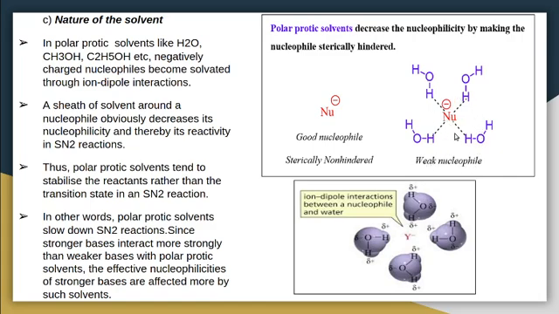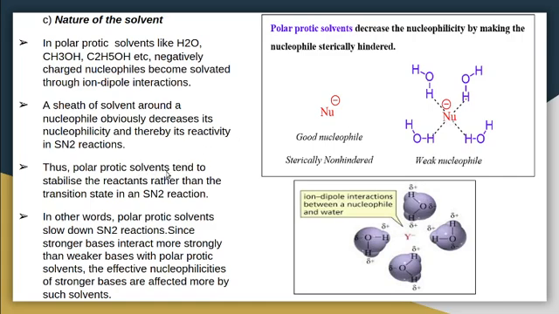That means the nucleophile is weakly exposed to the substrate. That means this negative charge is weakly exposed to the substrate alkyl halide because of the steric hindrance of this sheath of the polar protic solvent. A sheath of solvent around the nucleophile obviously decreases its nucleophilicity and thereby its reactivity in SN2 reactions. So it will act as a weak nucleophile when we use a polar protic solvent because of the formation of a sheath of the solvent around it.